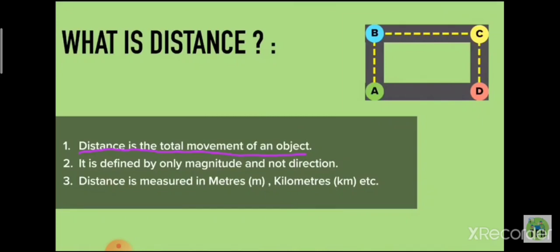Now distance is defined by only magnitude and not direction. What is magnitude? Magnitude means number. So it means to write distance we will only use numbers. So here the distance was how much? 900 meters. Now the last one, distance is measured in meters, kilometers, etc.